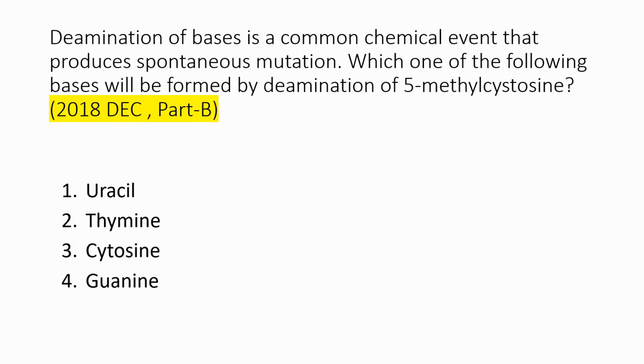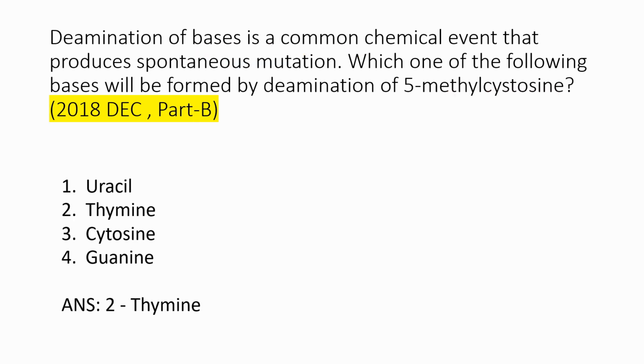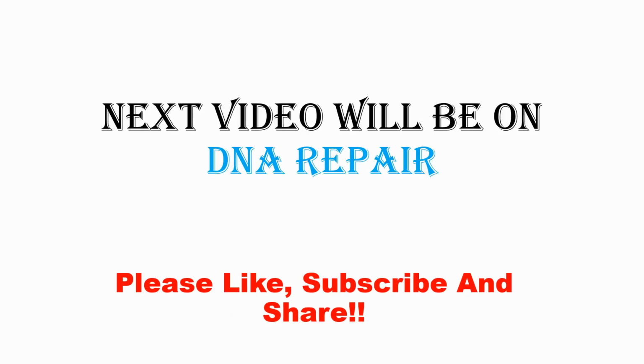Now this question is also a straightforward question: deamination of bases is a common chemical event that produces spontaneous mutation. So which of the following will be formed by deamination of 5-methylcytosine? And the answer is the second, thymine, which will be formed by deamination of 5-methylcytosine.